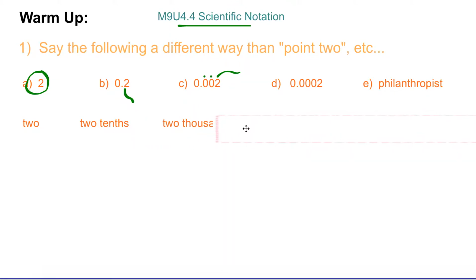So this is 2 thousandths, and this is tenths, hundredths, thousandths, ten-thousandths. So this is 200,000ths, and this is the word philanthropist, because there's a lot of spitting involved in all of these. All right, so if you can see the place value, it makes this easier. So let's check that out.